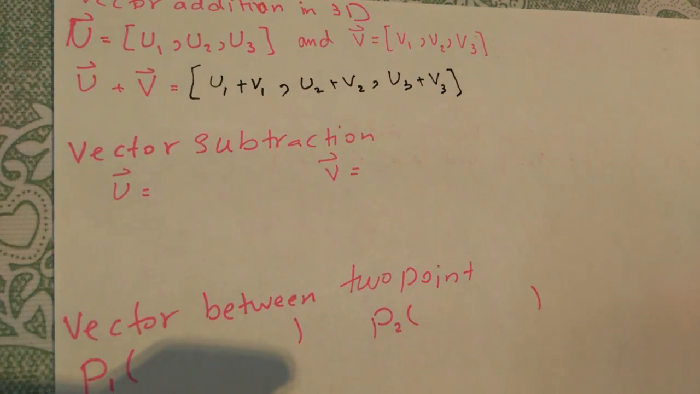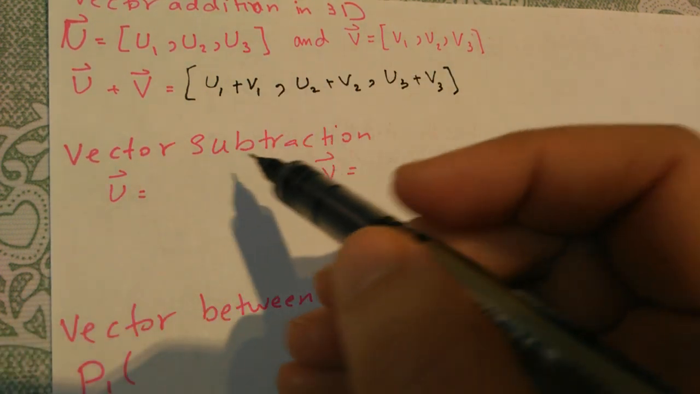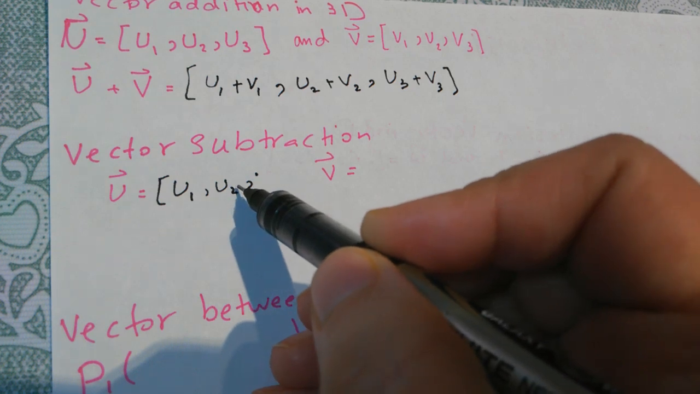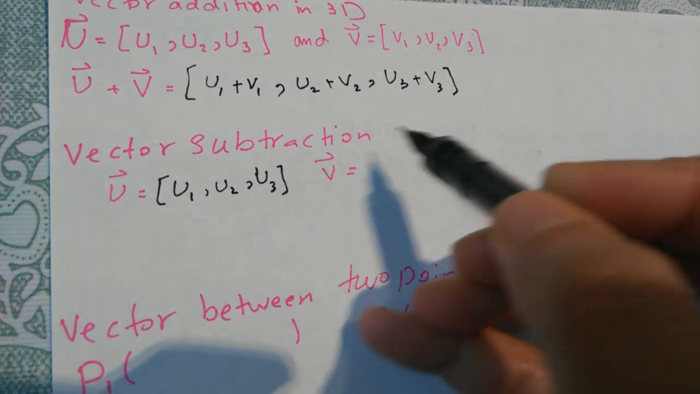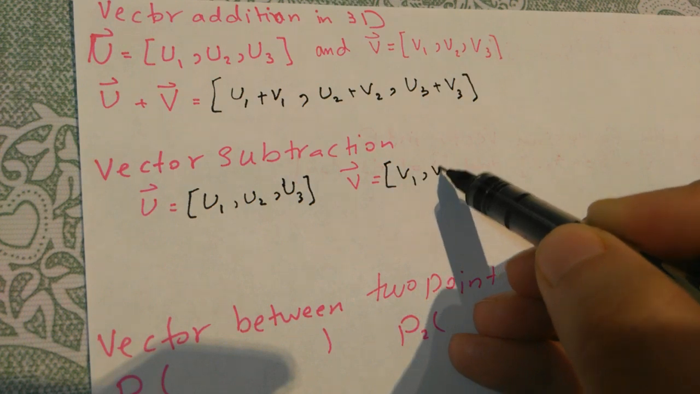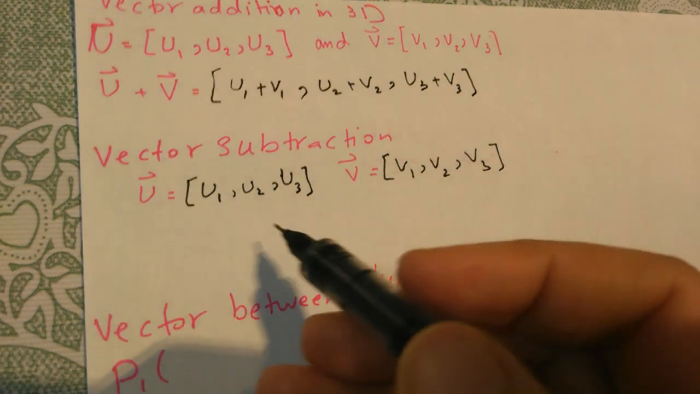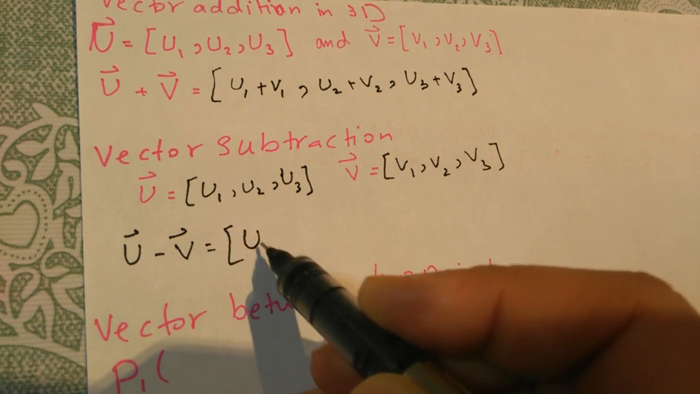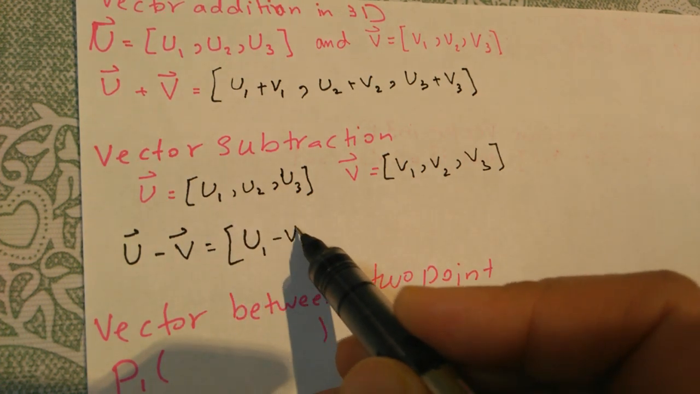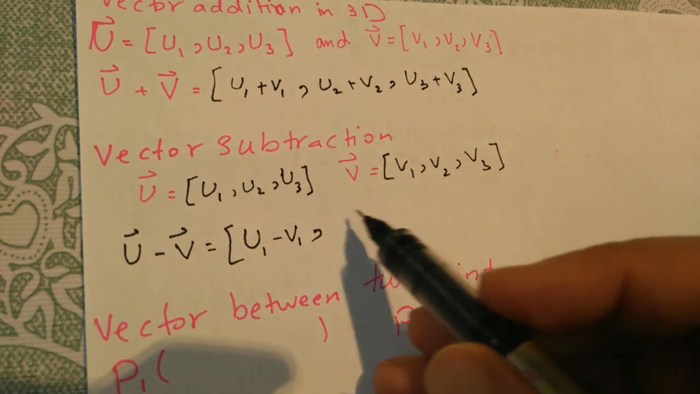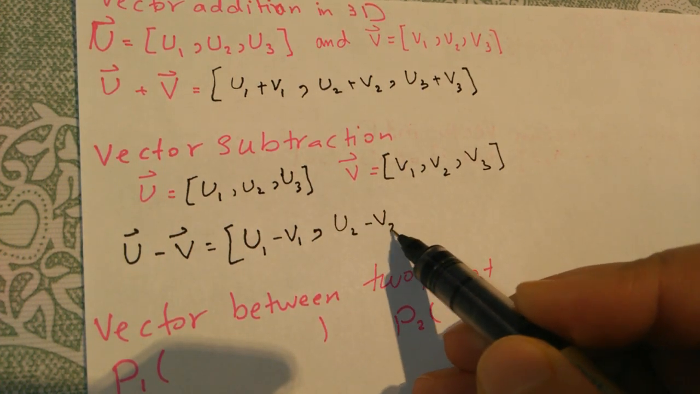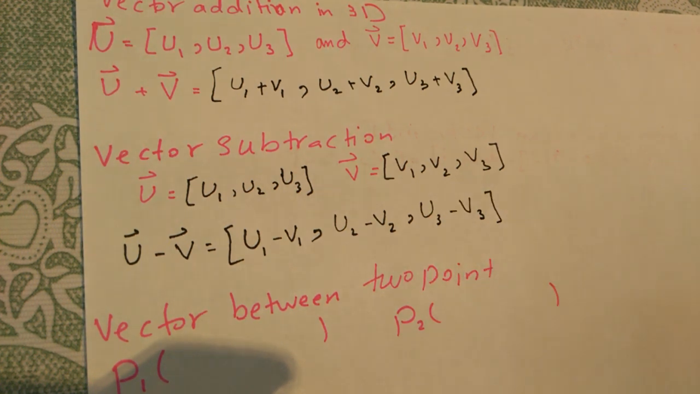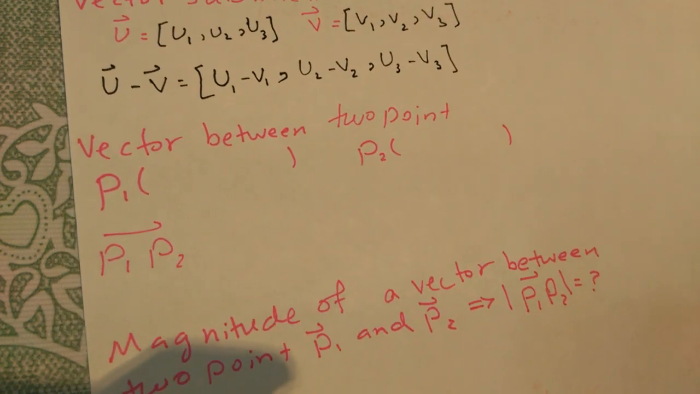So vector subtraction, again, is going to be the same thing, right? If u is again u1, u2, u3, and v is v1, v2, v3, and you want to do u minus v, of course you need to subtract the x component: u1 minus v1, u2 minus v2, u3 minus v3. Okay, simple.